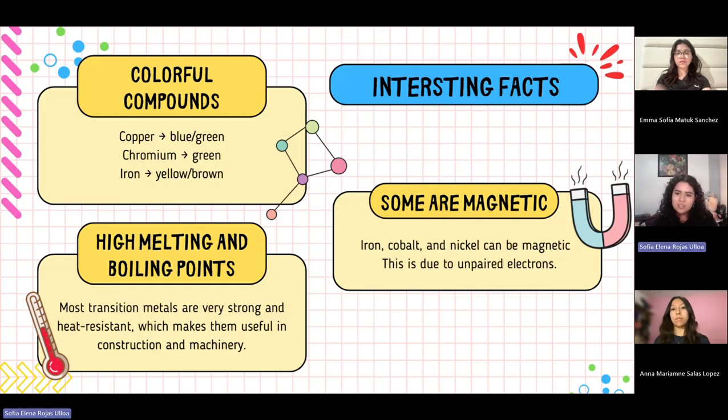Some other interesting facts are that some are magnetic, like iron, cobalt, and nickel. They can be magnetic due to unpaired electrons. And the melting and boiling points, as my teammate Annie says, are very high. Transition metals are very strong and heat resistant, which makes them useful in construction and machinery.